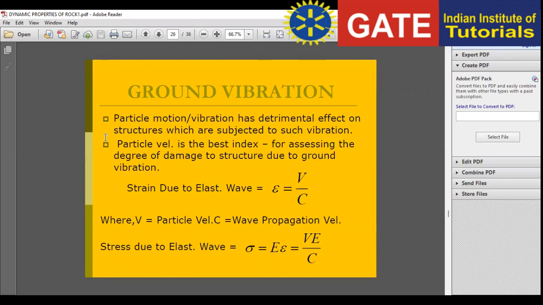So the strain due to an elastic wave will be the particle velocity divided by the wave propagation velocity. And stress due to an elastic wave will be what? The modulus of elasticity is the ratio of stress to strain. So stress due to an elastic wave will be the modulus of elasticity multiplied by the strain due to the elastic wave. So we get this equation. Okay.